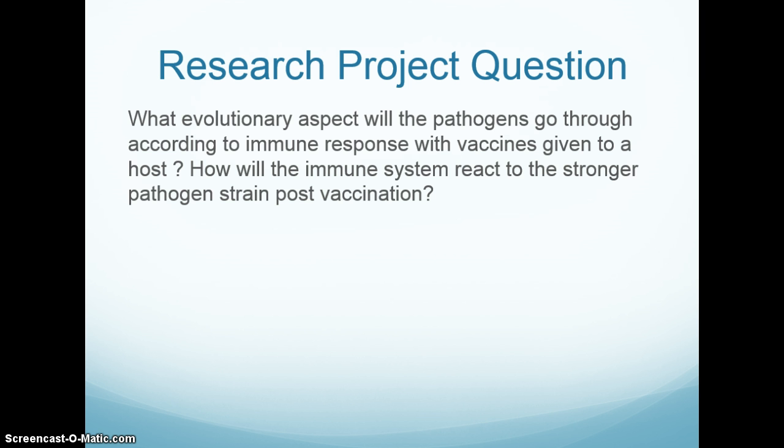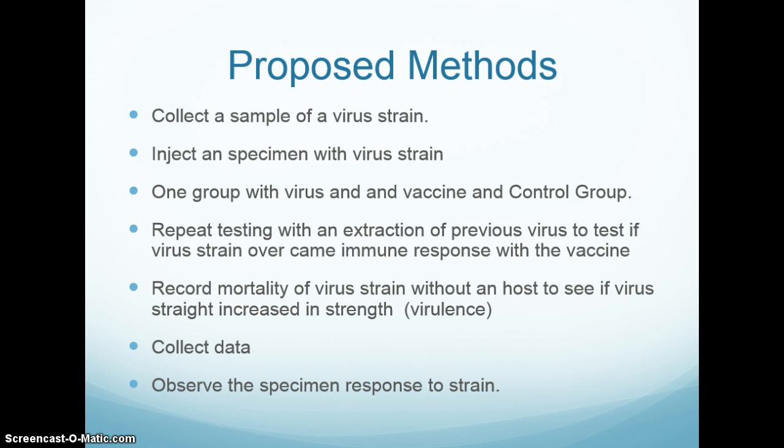My research project question is, what evolutionary aspect would pathogens go through according to immune response with vaccines given to a host, and how would the immune system react to the stronger pathogen strain post-vaccination? My proposed methods include collecting a sample of a virus strain. I would inject a specimen with this virus strain. I would have two groups, one with the virus strain and a vaccine, and a control group with neither. I will repeat the testing with the extracting of the previous virus to test if the virus strain overcame the immune response with the vaccine.